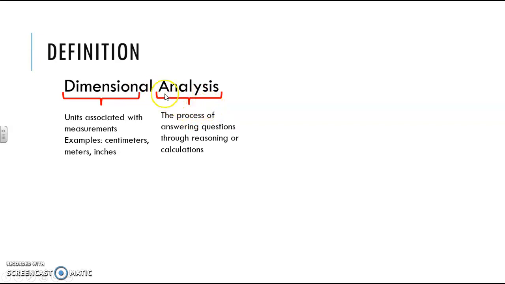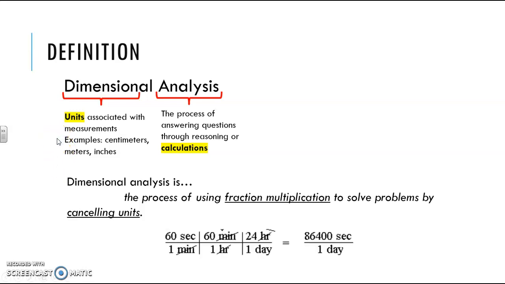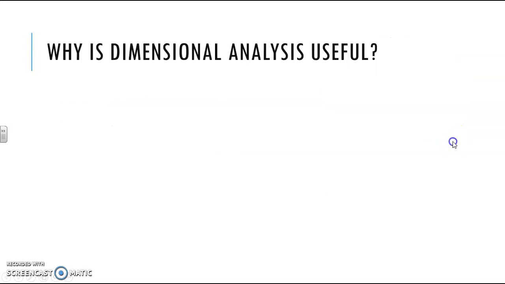So when we're performing dimensional analysis, we're going to be focusing on the units and doing calculations by following units here. So in general, the definition of dimensional analysis is the process of using fraction multiplication to solve problems by canceling units. And it's going to look something like this, but we'll get into the nitty-gritty here in a moment. Now, I also want to point out that sometimes your teacher might refer to this as unit cancellation. It's the same process as dimensional analysis.